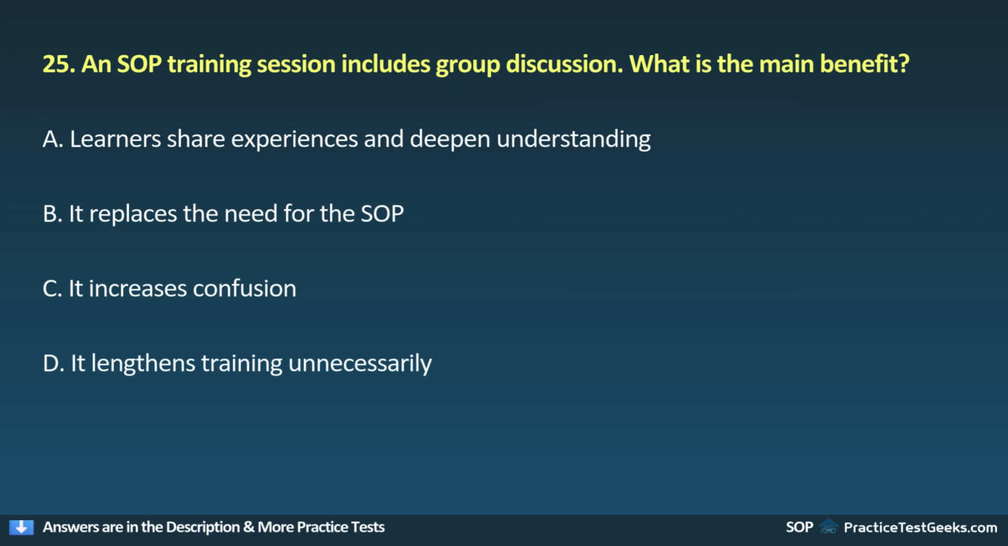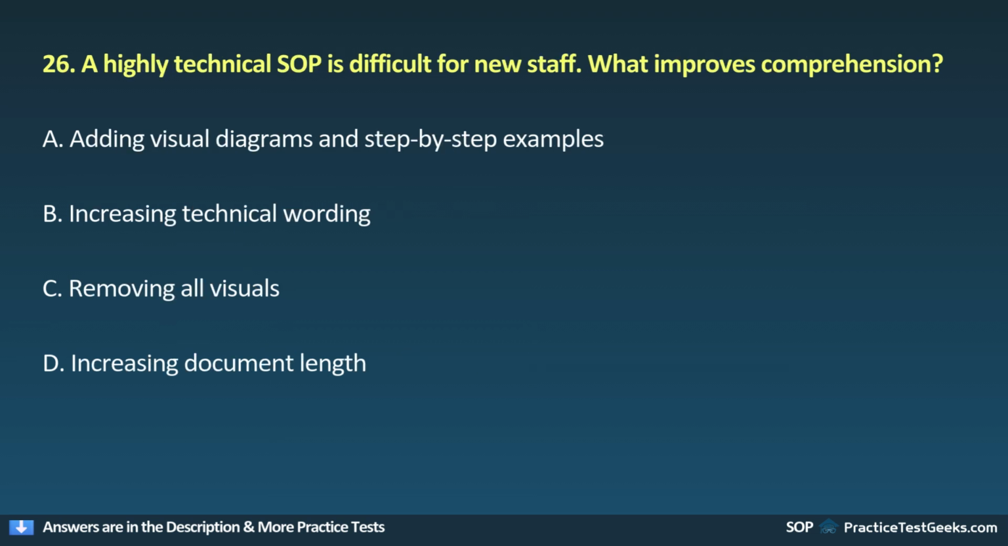B. It replaces the need for the SOP. C. It increases confusion. D. It lengthens training unnecessarily. 26. A highly technical SOP is difficult for new staff. What improves comprehension? A. Adding visual diagrams and step-by-step examples. B. Increasing technical wording. C. Removing all visuals. D. Increasing document length.